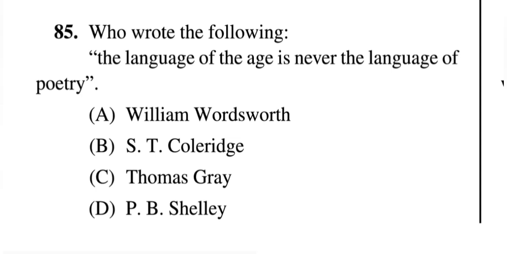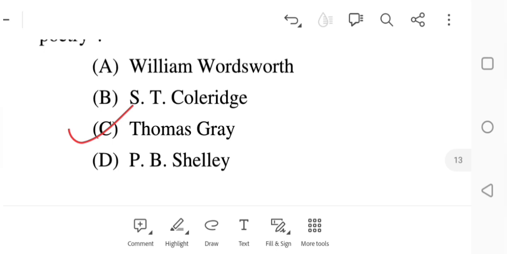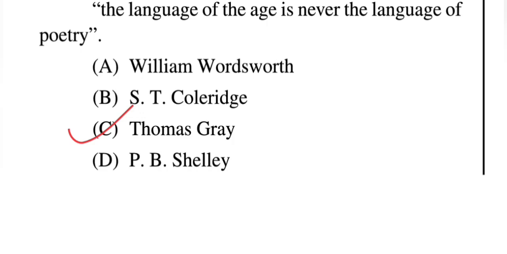So let's try to find out this line's creator. Who wrote the following? The language of the age is never the language of poetry. William Wordsworth, S.T. Coleridge, Thomas Gray, P.B. Shelley. Correct answer of this question is number C, Thomas Gray. Thomas Gray is also a significant poet from England. So read it.